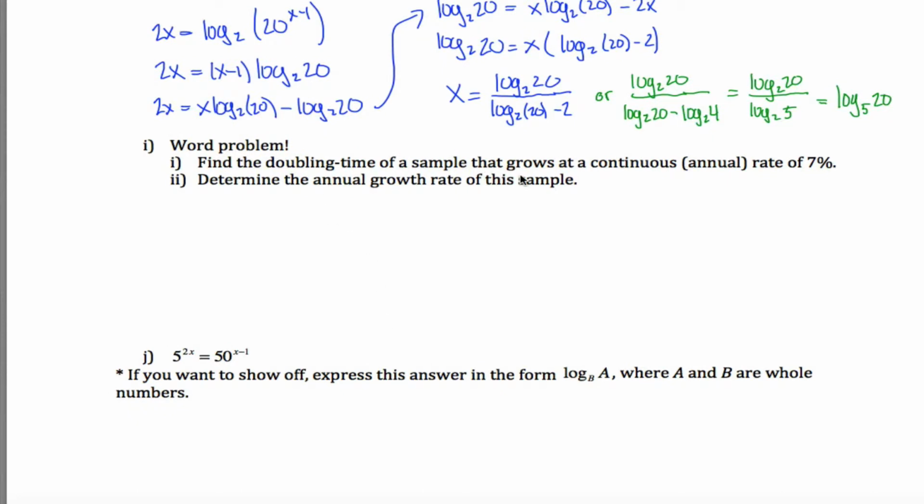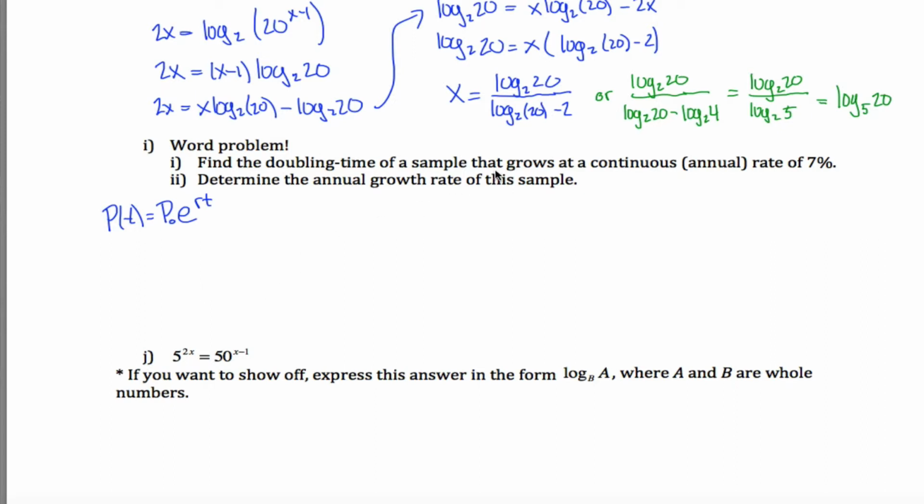Word problem. Find the doubling time of a sample that grows at a continuous annual rate of this. Okay, I guess for this, you want to know that if you have a continuous growth rate, you can model it with this. Let's use the letters that your book uses. P of t, which is the amount you have at time t, equals P naught, the amount you start out with, times e raised up to the r times t power.